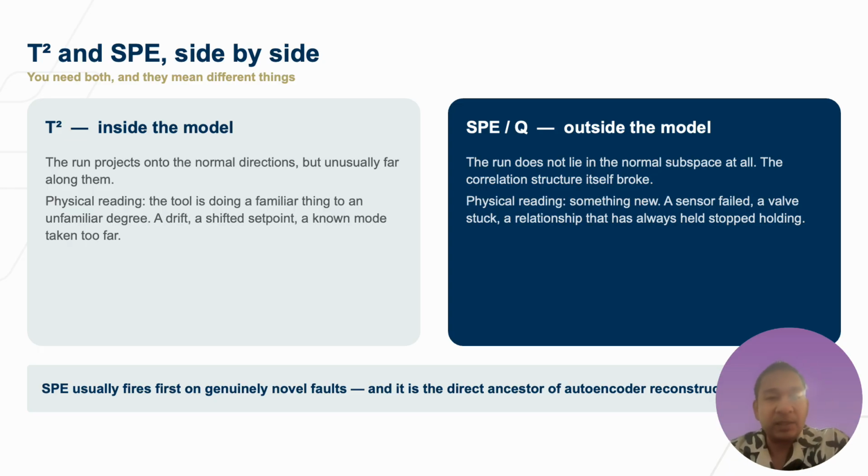SPE outside the model. The run does not lie in the normal subspace at all. The correlation structure has broken. Physically, it's something new: a sensor failed, a valve stuck, a relationship that has always held stopped holding. In practice, SPE usually fires first on genuine novel faults, precisely because novel faults break correlation rather than exaggerating them. And I want you to hold on to SPE specifically, because it is the direct ancestor of autoencoder reconstruction error. Same quantity, more flexible model, four slides away.